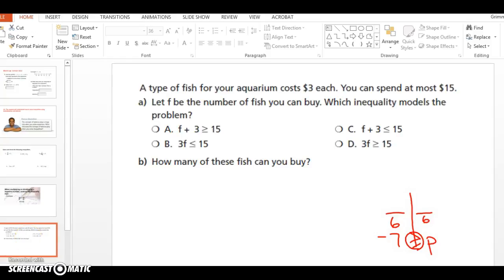All right, let's look at this and make sure that we can write inequality statements. So this one says a type of fish for your aquarium costs $3 each. You can spend at most $15. Let F be the number of fish you can buy. Which inequality models the problem?